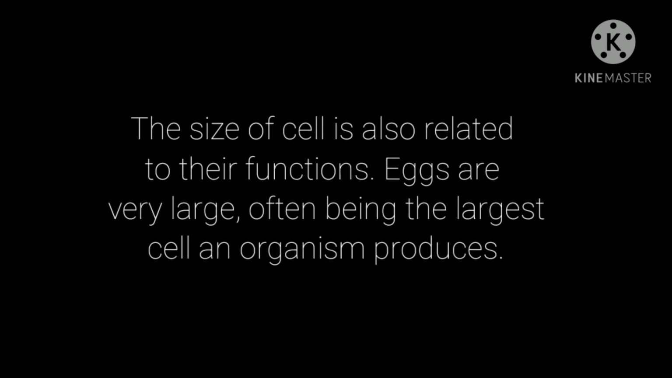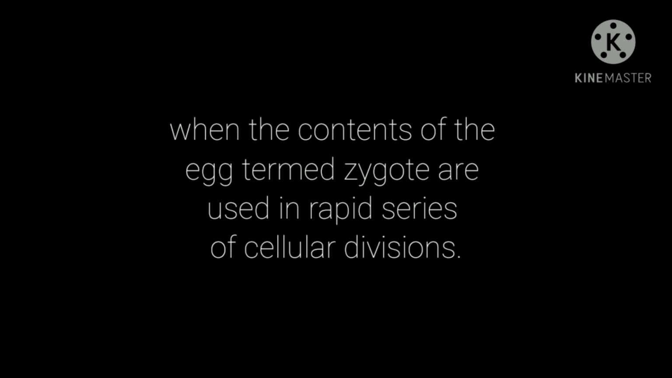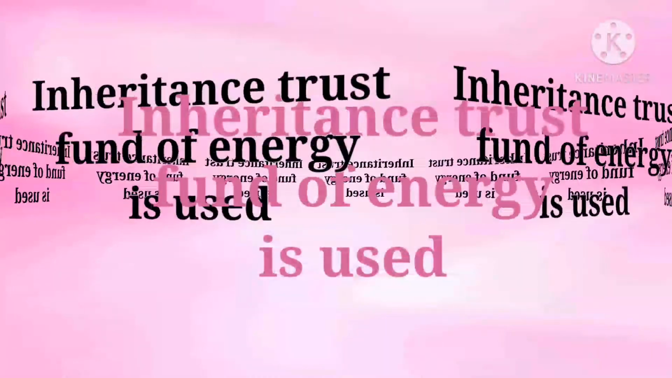Eggs are very large, often being the largest cell an organism produces. The large size of many eggs is related to the process of development that occurs after the egg is fertilized, when the contents of the egg, termed the zygote, are used in a rapid series of cellular divisions. An inherited trust fund of energy is used.